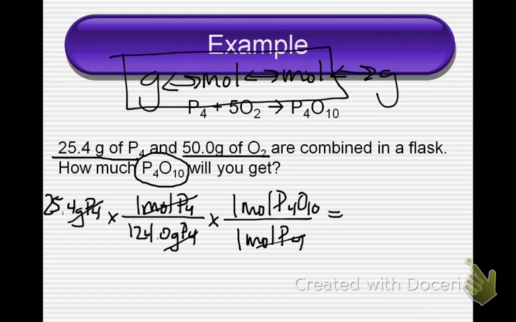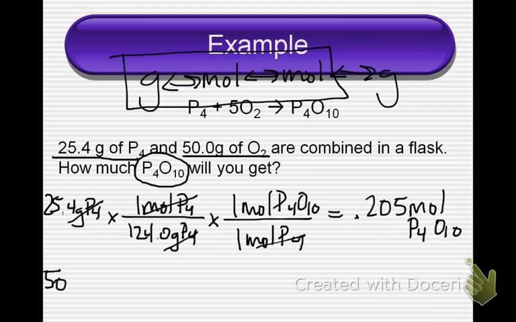So when we type that into our calculators, we find out that it's 0.205 moles of P4O10. All right, so that's just step number 2. We figured out, okay, if we've got 25.4 grams of phosphorus, here's how much P4O10 we could produce in theory. We've got to look at this other ingredient, though, to see whether or not that's the correct amount.